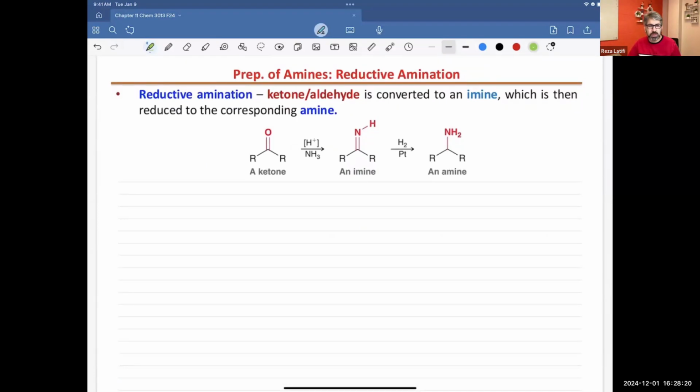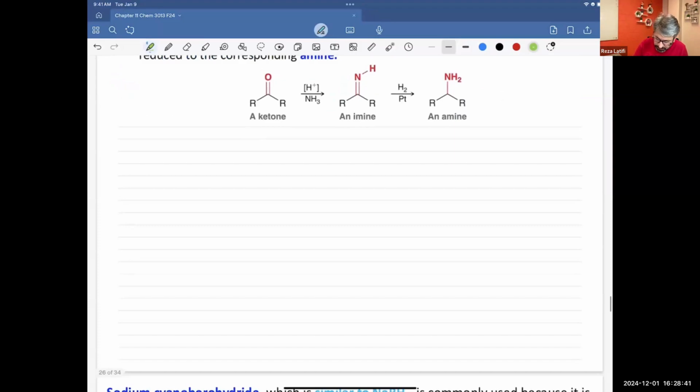The last method that I want to practice is reductive amination. You take a ketone or aldehyde, and you treat it with NH3 in the presence of, say, a reducing agent, in an acidic solution. So in the first step, we added a weak acid. We activated the carbonyl group. And the next step, this is going to happen.